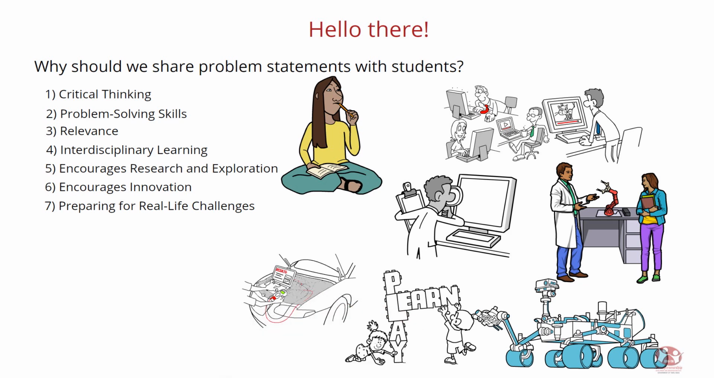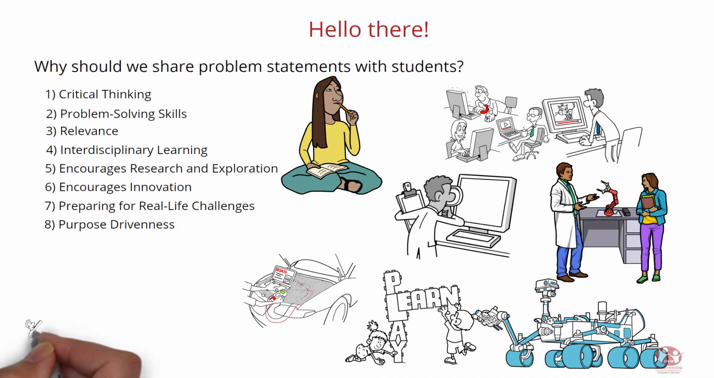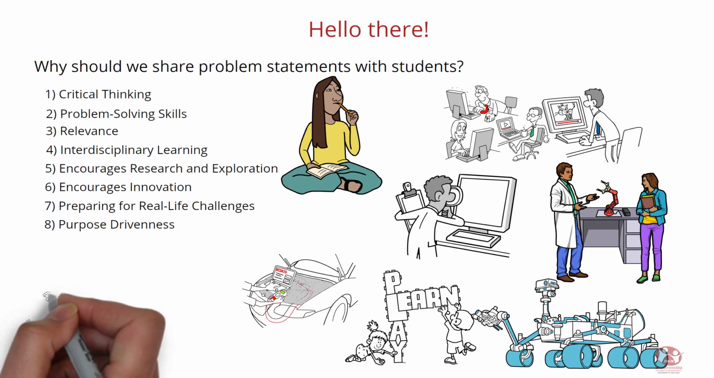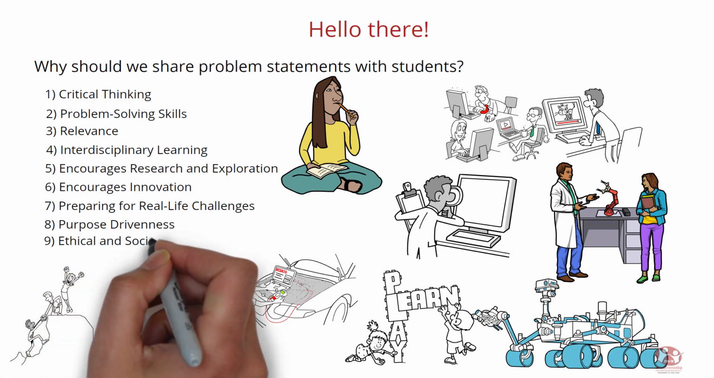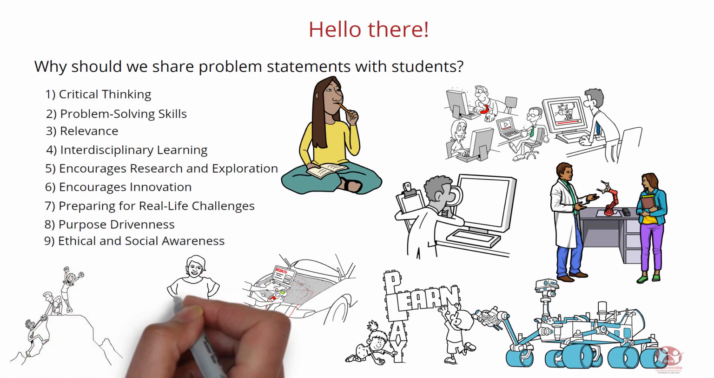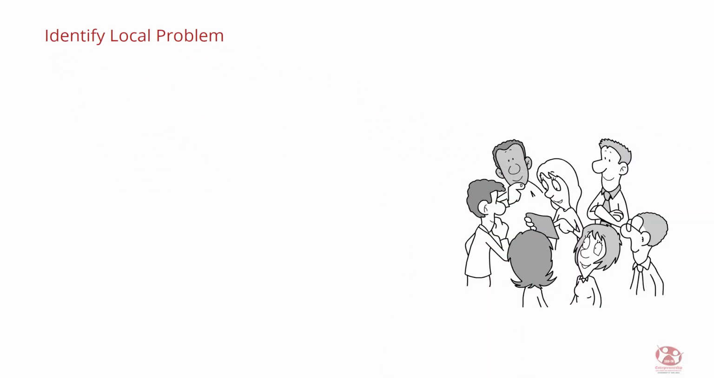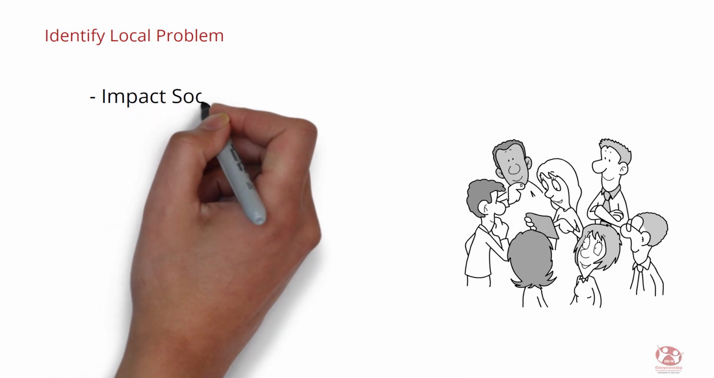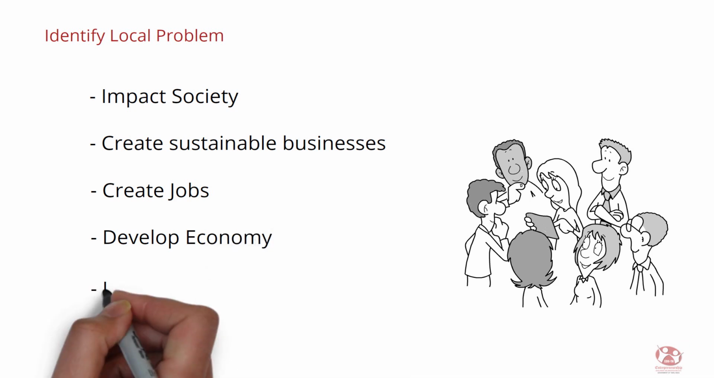professional lives. Next, engaging with real problems gives students a sense of purpose and the opportunity to make a meaningful impact. This enhances their motivation to learn and apply their knowledge. Finally, many problem statements involve ethical and social issues, promoting social awareness, empathy, and a sense of responsibility to contribute to positive change in society. Identifying local problem statements is vital for students to develop solutions that not only impact society but also create sustainable businesses, generate jobs, boost the economy, and improve living standards.